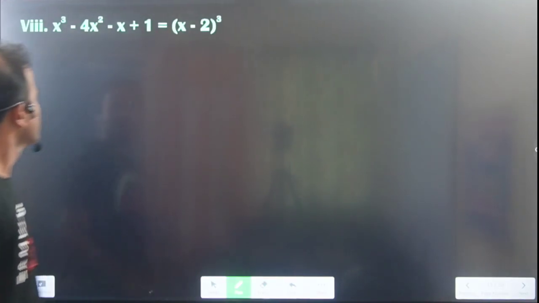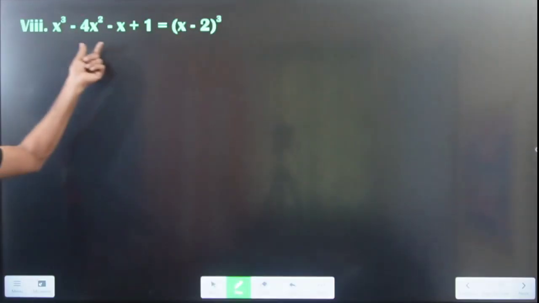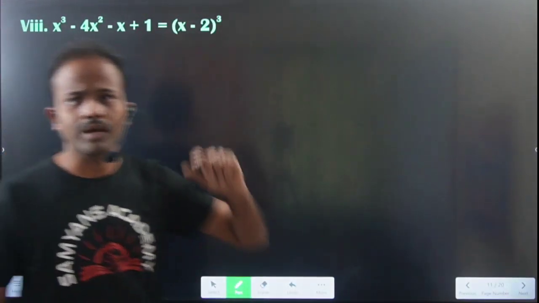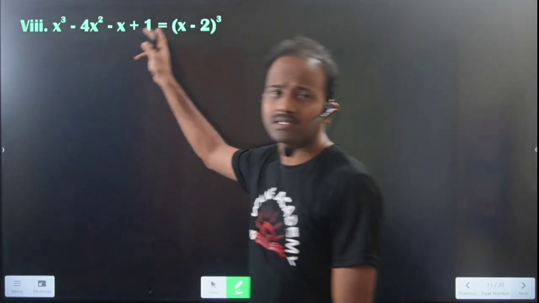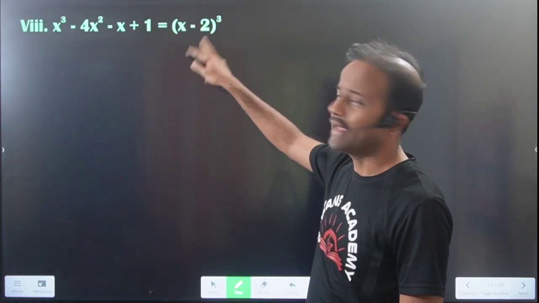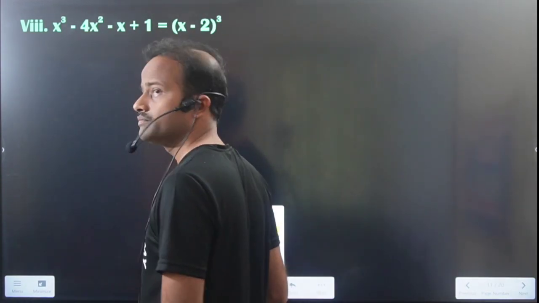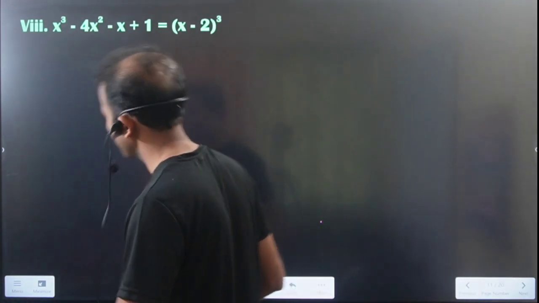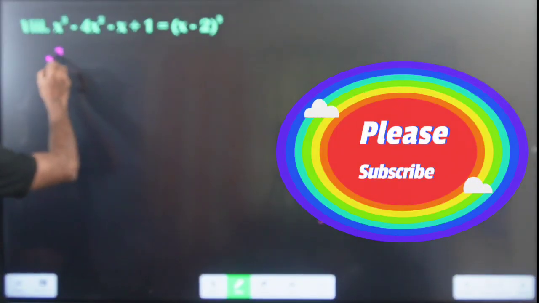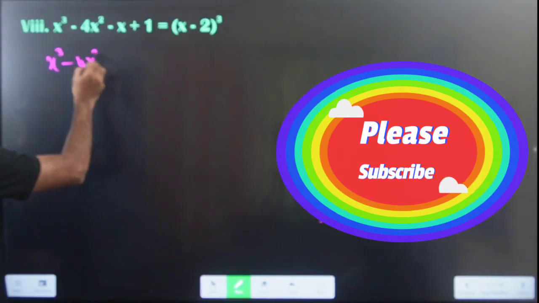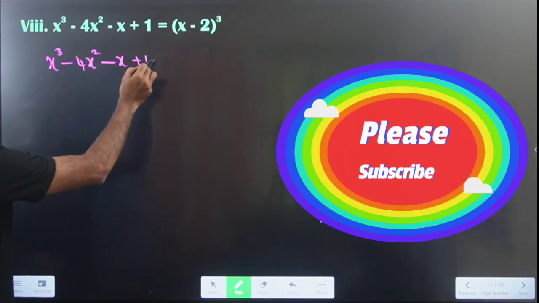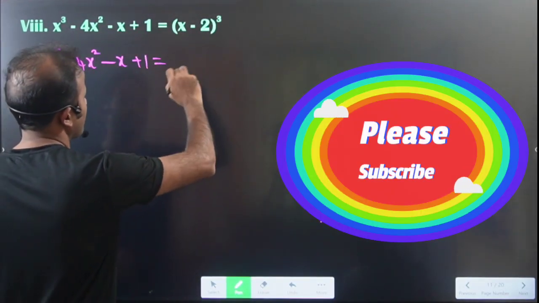Okay, so in this question we have x cube minus 4x square minus x plus 1, which is equal to (x minus 2) whole cube. So what to do here? You write as it is: x cube minus 4x square minus x plus 1 equal to (x minus 2) whole cube.